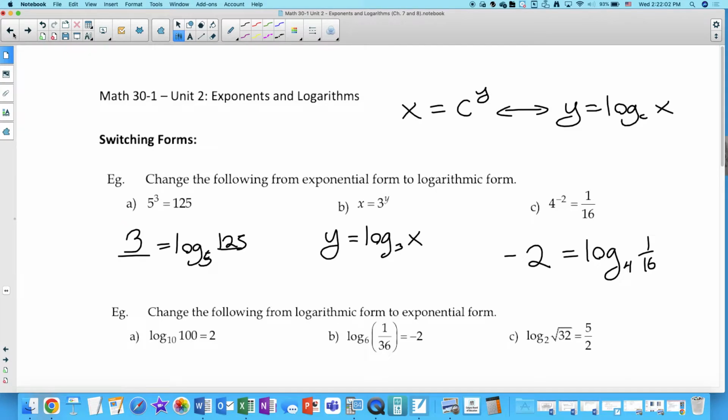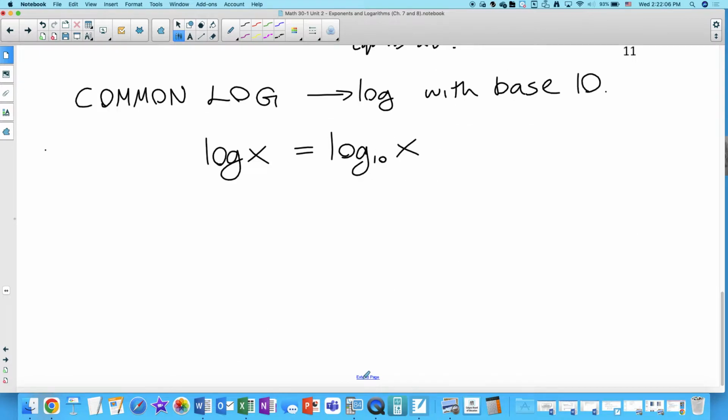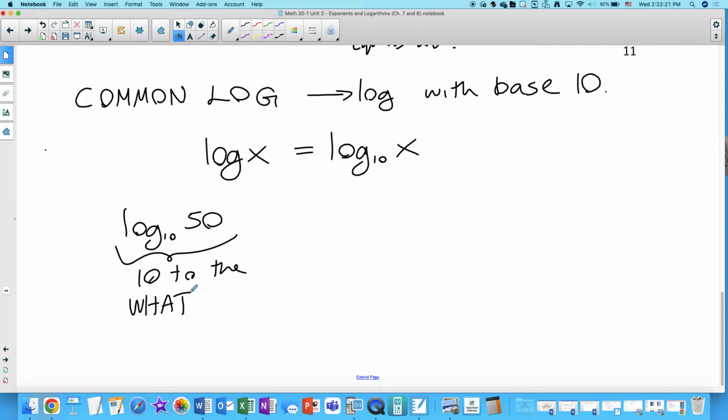So let's go back to the common log. If I asked you log base 10 of 50, essentially what I'm saying is 10 to the what equals 50? Okay, can I do that? Does that work?